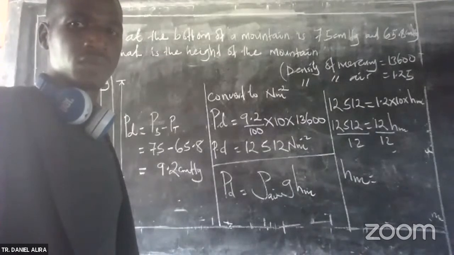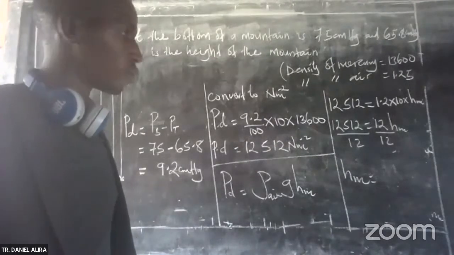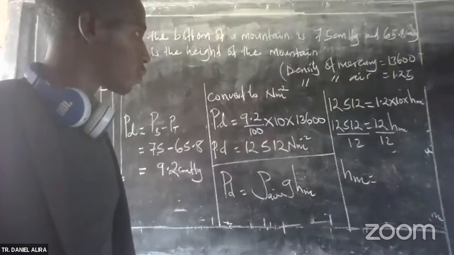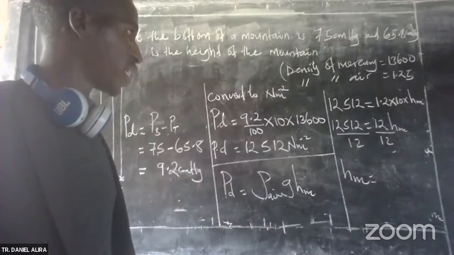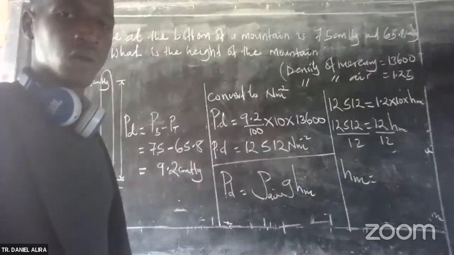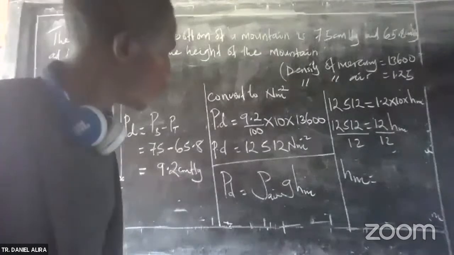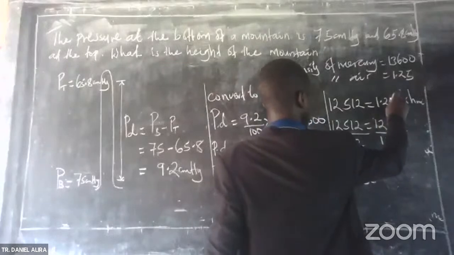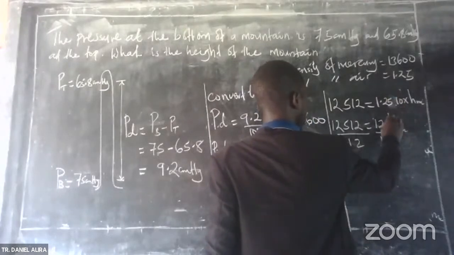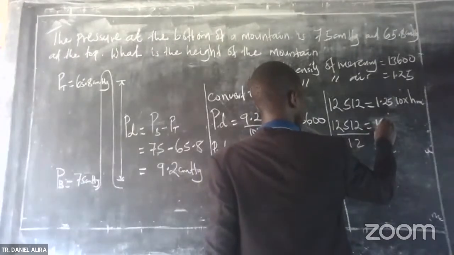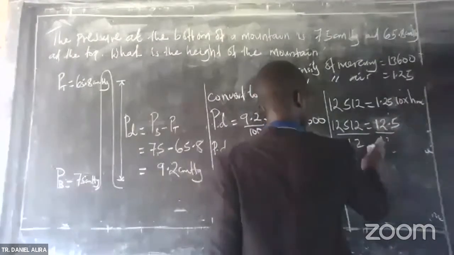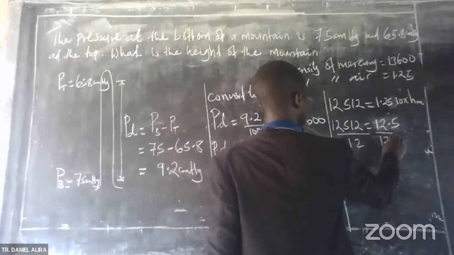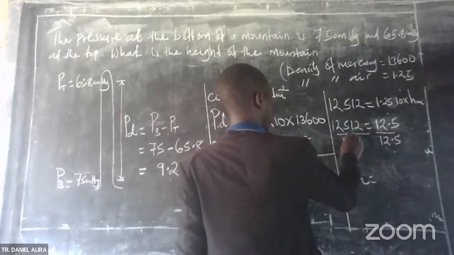Yes, sir, but the density of the air is 1.25. So when we multiply, that's the density of air. Yeah, but you wrote it's 1.2. Oh, this is 1.25. So this is 5.5. Thank you so much. This is divided by 7.5.